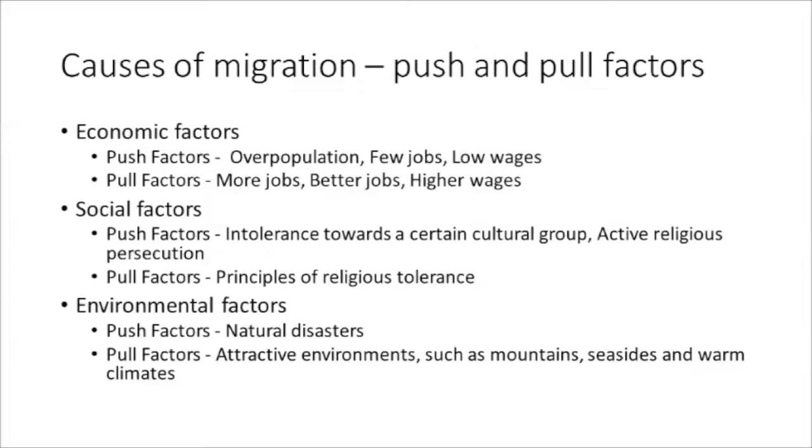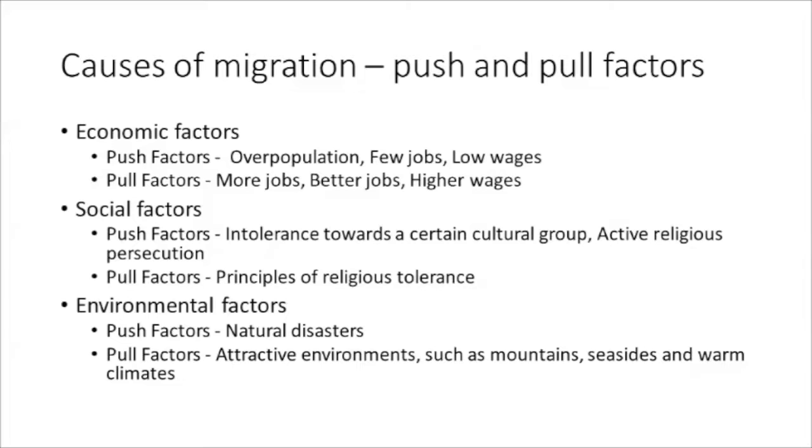The push-pull model was developed by Ernest Ravenstein, who is widely regarded as the earliest migration theorist. According to his model, migration is governed by a push-pull process. That is, unfavorable conditions in one place push people out, while favorable conditions in an external location pull people in.